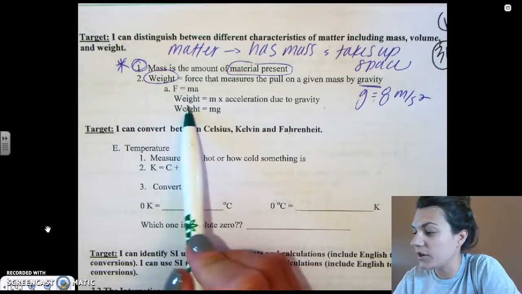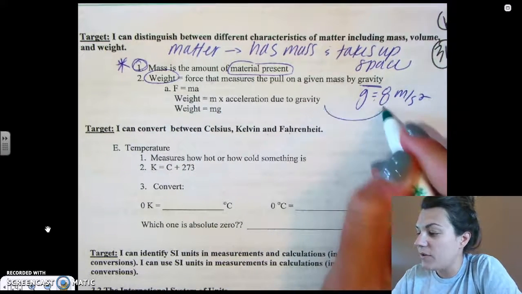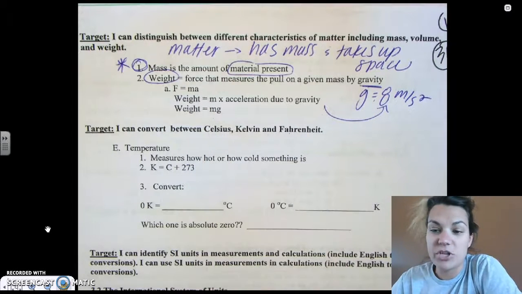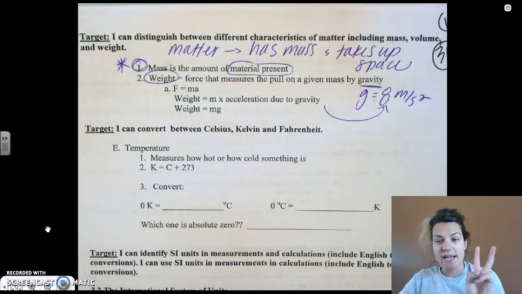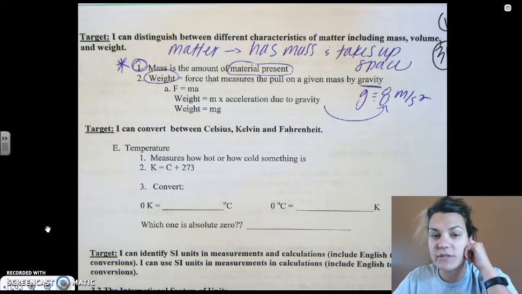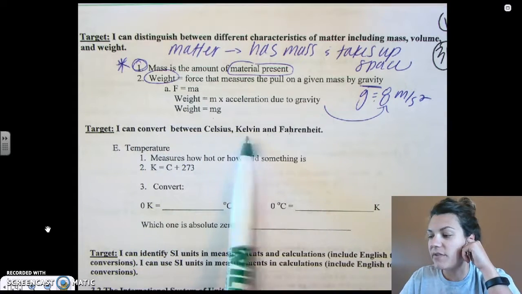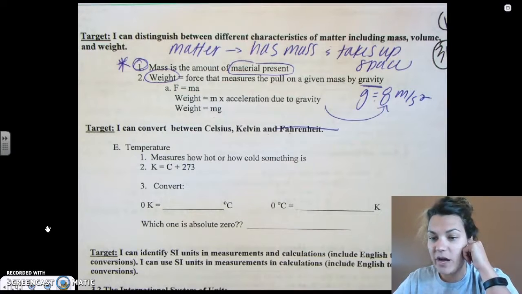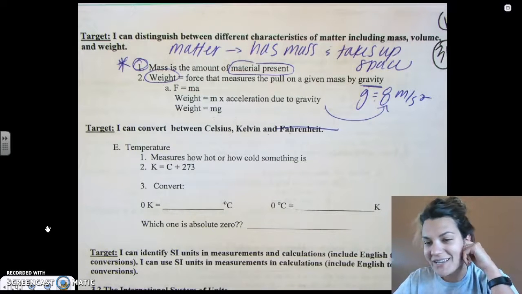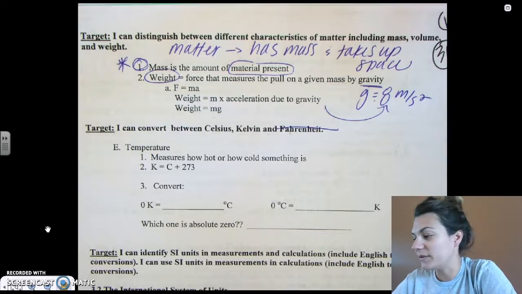Here's our equation: weight is the mass times the acceleration due to gravity, which is just mg. You won't have to calculate that, but just know what it is. That's the first thing. The second thing is conversions within temperature. I know that the target says I can convert between Celsius, Kelvin, and Fahrenheit, but we don't do anything with Fahrenheit in here. Our thermometers are Celsius, so we are just worried about the conversion between Celsius and Kelvin.